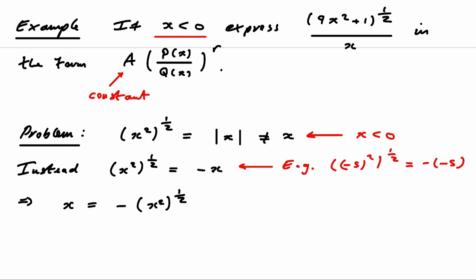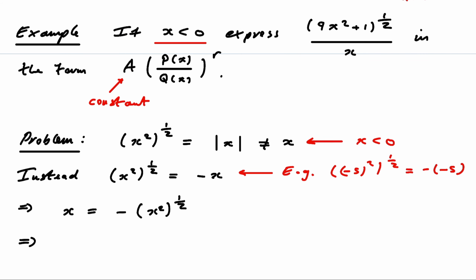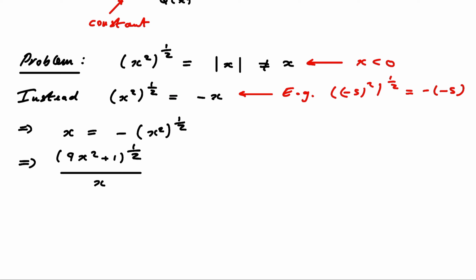Because now I can swoop in and feed this in. So all of this tells me that this expression at the top, this guy up here, is equal to, okay, well then let's replace the base by minus of x squared. So this would be 9x squared plus 1 to a half divided by minus x squared to a half.